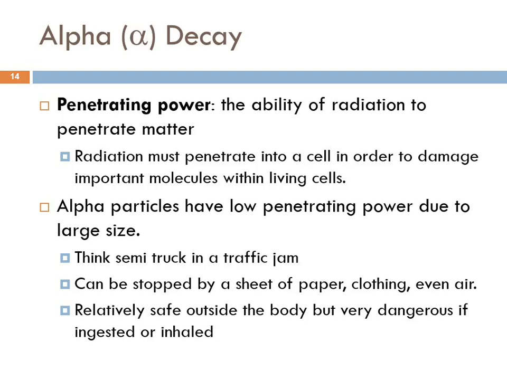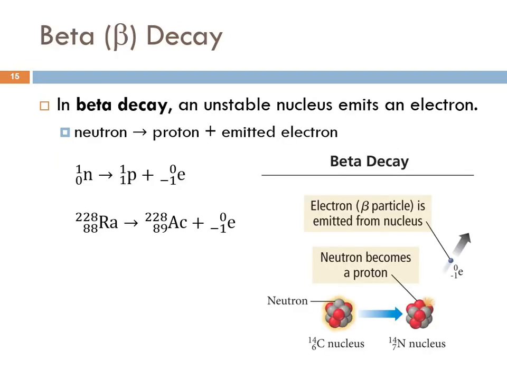So these alpha particles can actually be stopped by a sheet of paper, by your clothing, by a layer of air. Almost anything will stop these guys. So if alpha radiation is outside your body, not a big deal. If you inhale it or ingest it, though, and it gets into your body, then it can cause a lot of trouble. So that's alpha radiation.